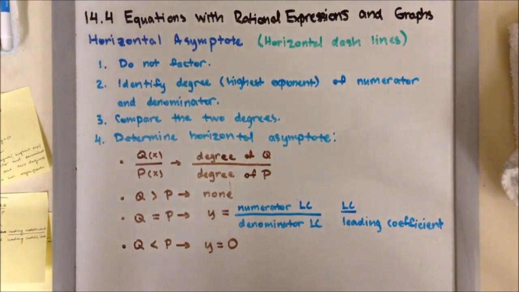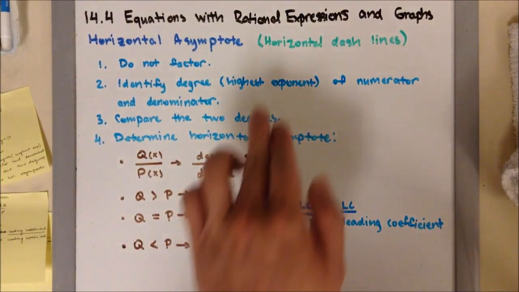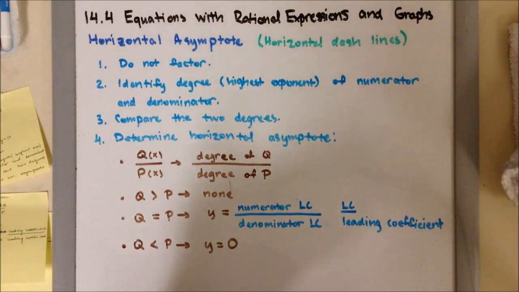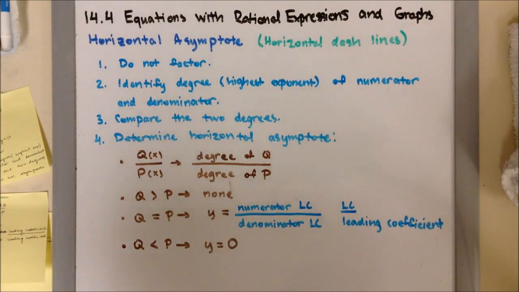Now in this section, we're going to cover horizontal asymptotes, horizontal dashed lines. So let's talk about the rules I have made to help determine how to find horizontal asymptotes algebraically.